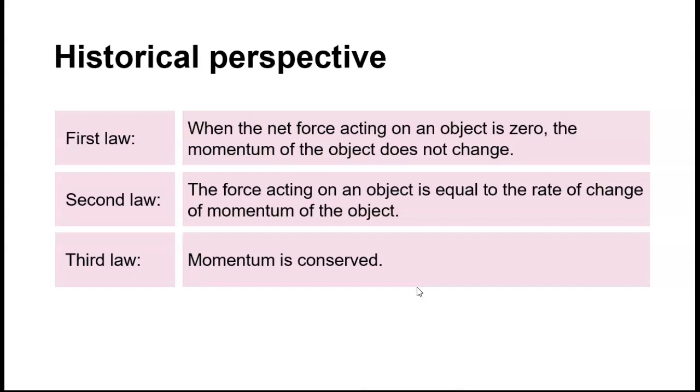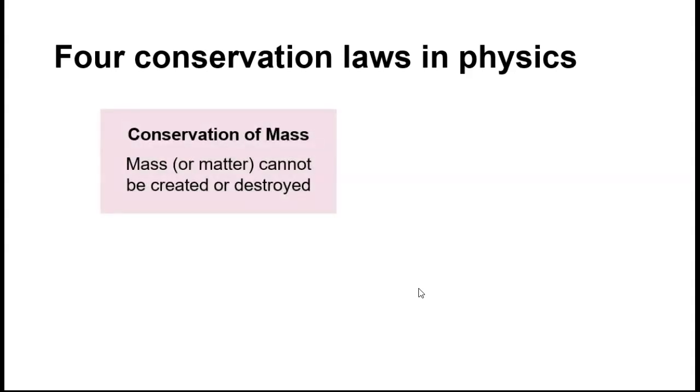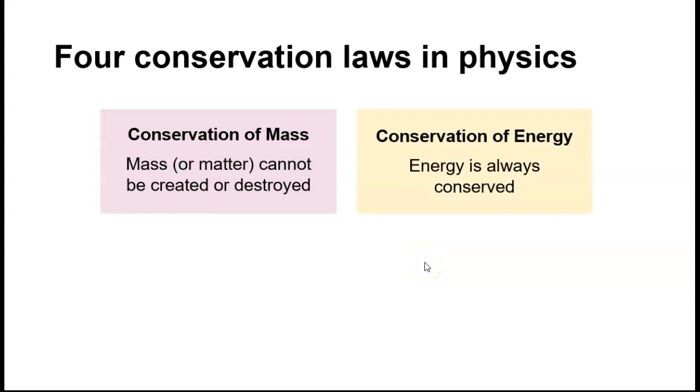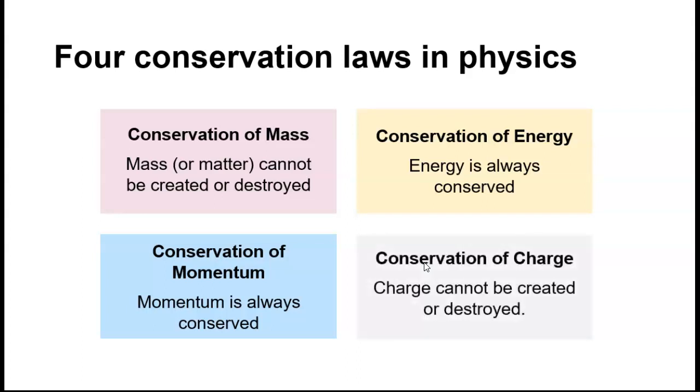So let's take a minute and review the conservation laws. So there are 4 conservation laws in physics. You might remember some of them. Conservation of mass. Mass cannot be created or destroyed. Conservation of energy. Energy is always conserved. And now we know there's a conservation of momentum. Momentum is always conserved. And there is a 4th, conservation of charge, that we'll learn later on this year.